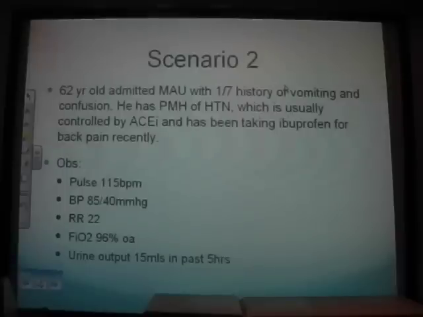Do you have some obs on him? Yeah, I have actually. His pulse is 115 beats per minute. His blood pressure is 85 systolic. His respiratory rate is 22. His sats are 96 on air, and his urine output is 15 mils in the past 5 hours. Okay. Yeah, I will be across the board any minute now.